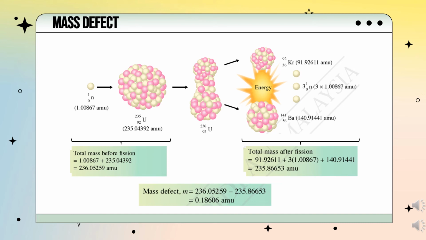The first step to calculate the mass defect of this reaction is to calculate the total mass before fission. There are two particles involved in this reaction, which are a neutron and a uranium. Therefore, we need to calculate the total mass of these particles. The total mass before fission is 236.05259 AMU. After the reaction happened, we need to calculate the total mass after fission. The total mass is calculated by adding the mass of barium, krypton, and 3 neutrons. Then, the difference between the total mass before and after fission will be the mass defect of this nuclear reaction.